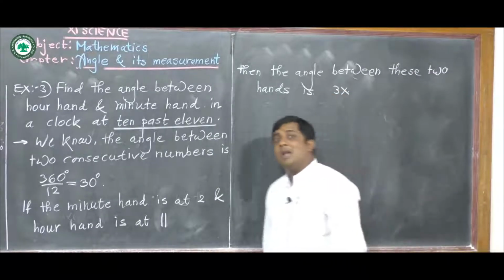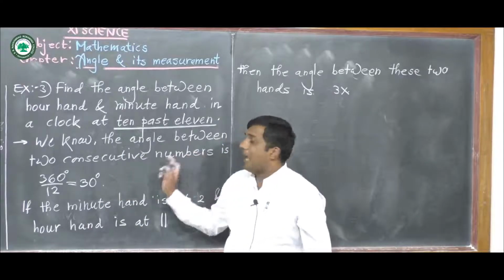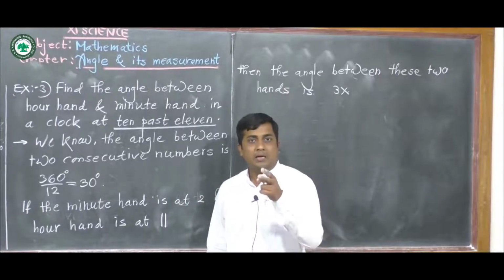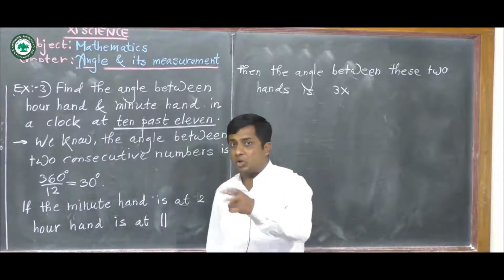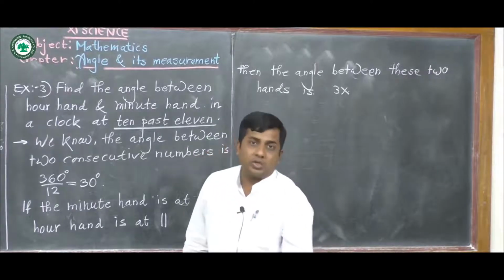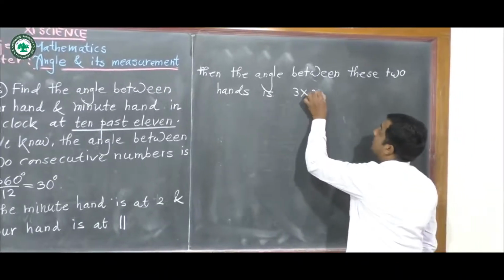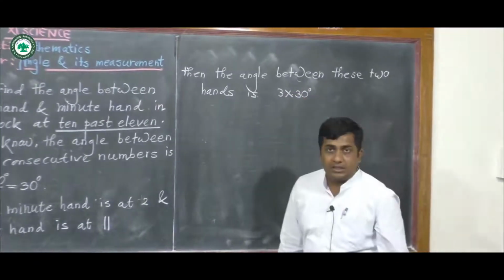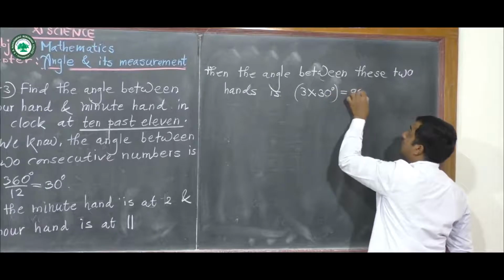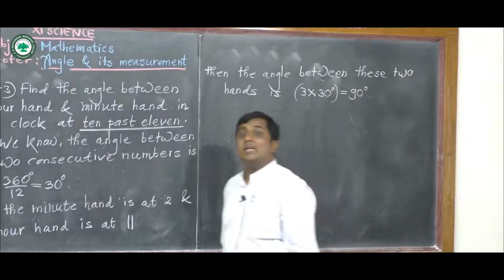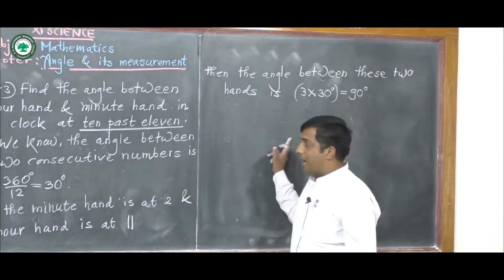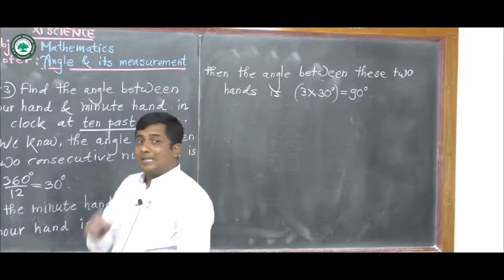We know the angle between two consecutive numbers is 30 degrees. So the angle between 11 and 12 is 30, then 12 to 1 is 30, then 1 to 2 is 30 degrees. So each part is 30 degrees. So we get 3 into 30 degrees, which is 90 degrees. So this is our first part. Now we go with our second part.